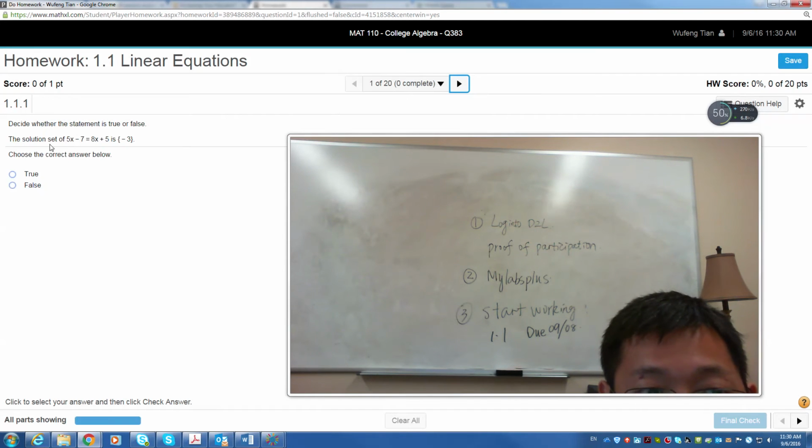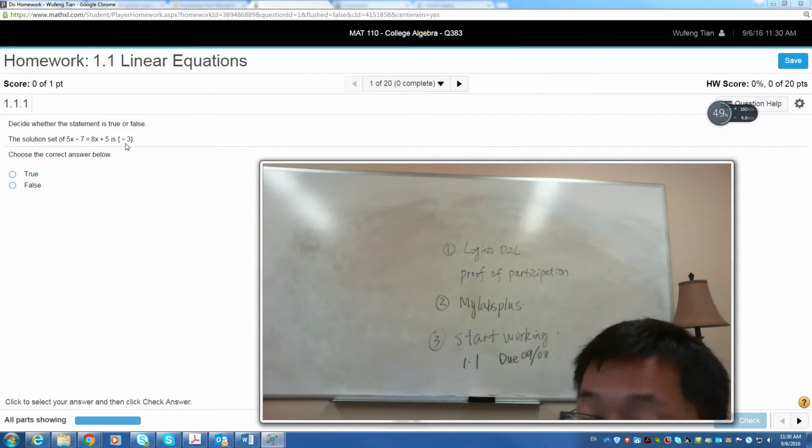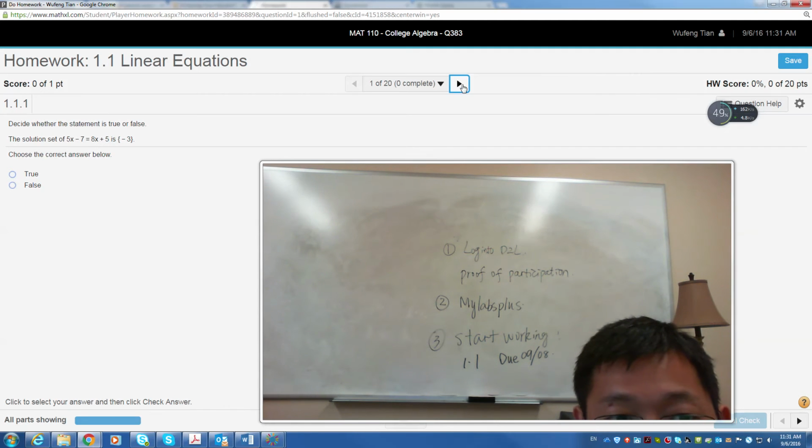First question. Decide whether the statement is true or false. What you need to do is plug the solution, -3, into the equation and see if both sides work. For example, if I plug -3 here, it's -5 times -3, 15, -7, and so on, then plug -3 into the other side. Left and right are not equal, so it's false for this one. You do the rest yourself. Sometimes true, sometimes false. Just plug the number into the equation. If left and right hand sides are equal, then it's true. If not equal, it's false.